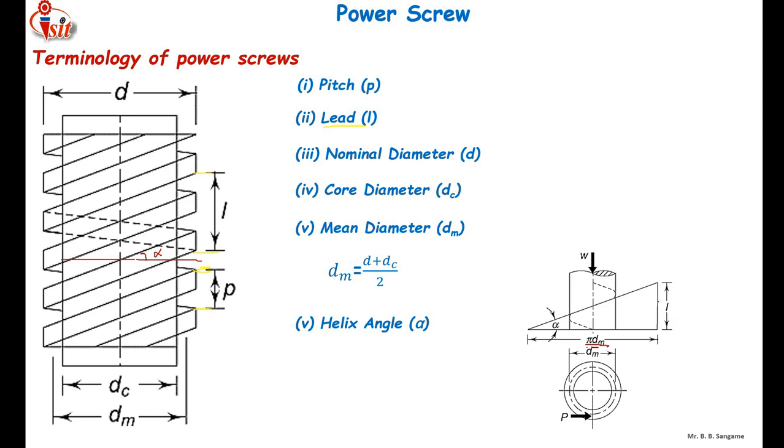And if we plot a vertical line on this horizontal line equal to the lead, that is the axial distance traveled by the screw for one complete rotation, and join the ends, it will be a right angle triangle. The angle made by this hypotenuse or inclined line is called the helix angle, alpha. It is calculated by using the formula tan alpha equals lead divided by pi dm, where dm is the mean diameter and lead is the axial distance traveled by the screw for one complete rotation of nut or screw. So these are the various terms which are important while designing the power screw.